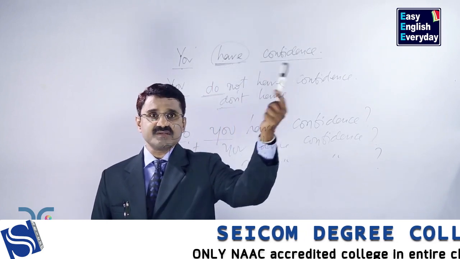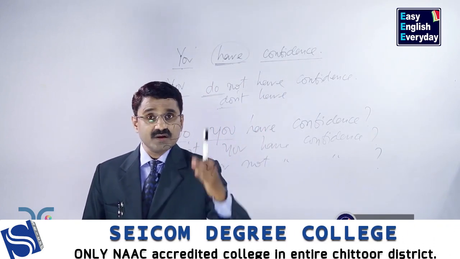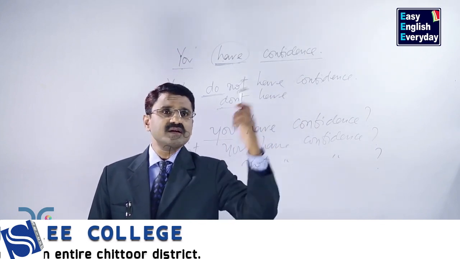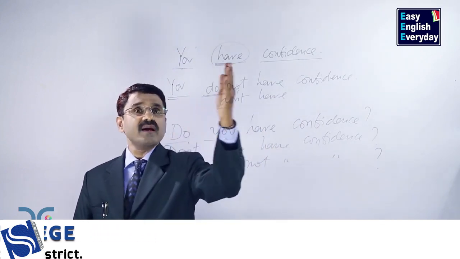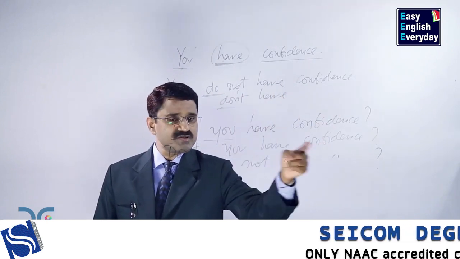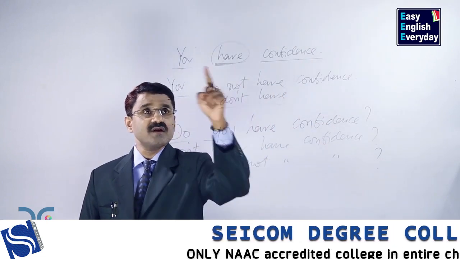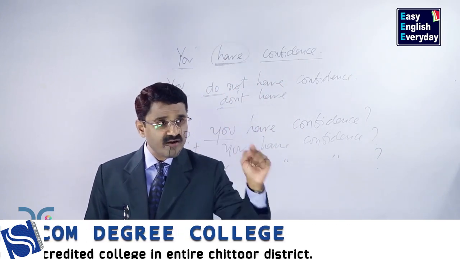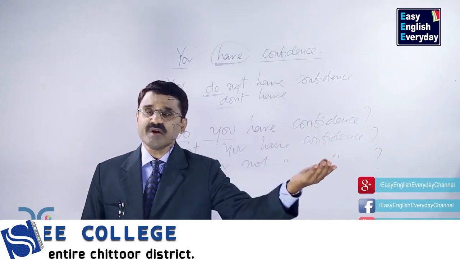Children have confidence, children don't have confidence. Do children have confidence? Don't children have confidence? Let us try with one more noun. I have patience, I do not have patience. Do I have patience? Don't I have patience? You have patience, you do not have patience. Do you have patience? Don't you have patience?